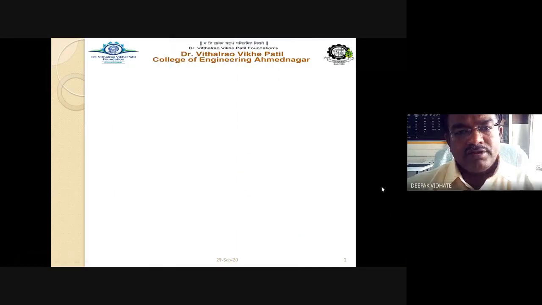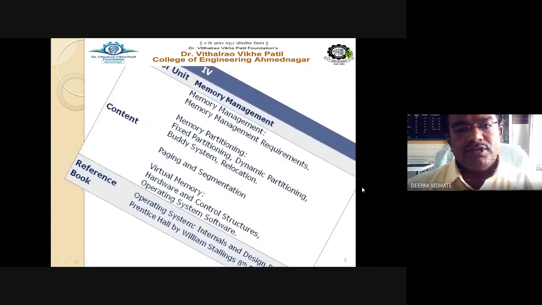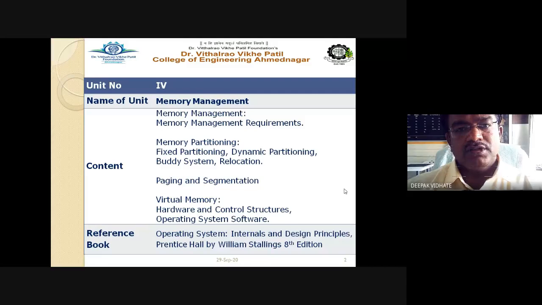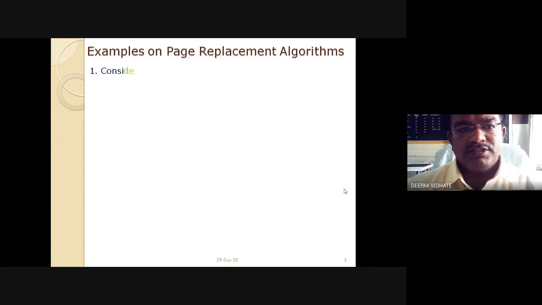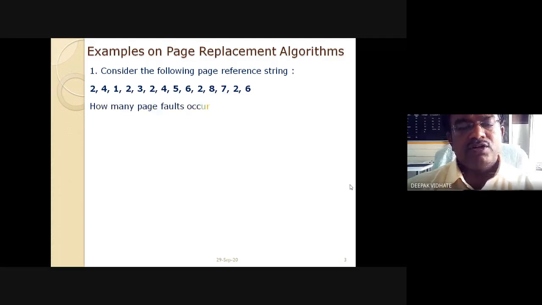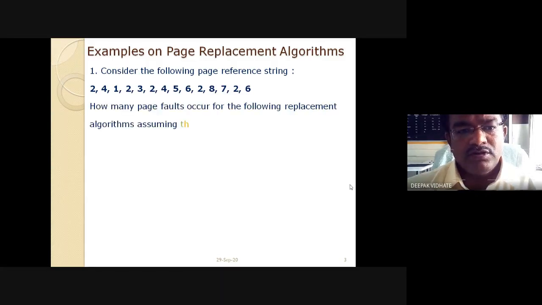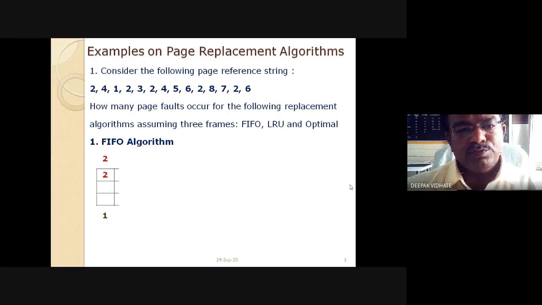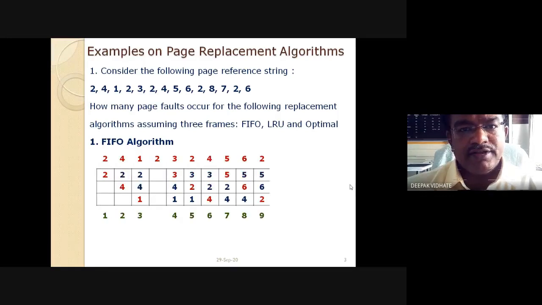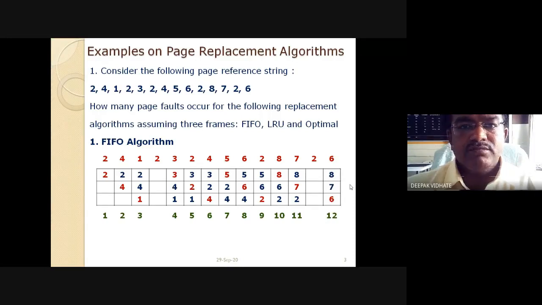So today, in continuation with our memory management unit, the last point we were discussing is page replacement algorithms. We have seen the examples on the LRU, optimal, and FIFO page replacement algorithms. In this lecture, we are going to discuss a few more examples on these three algorithms so that the concept will become clearer to you, and you will be able to understand from the numericals which I have shown here. These numericals are very important in operating system theory.